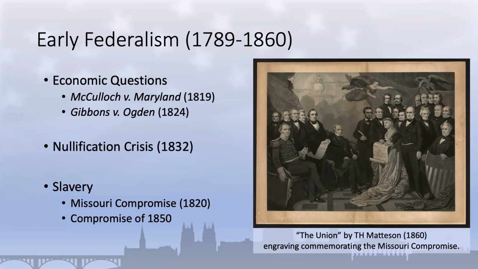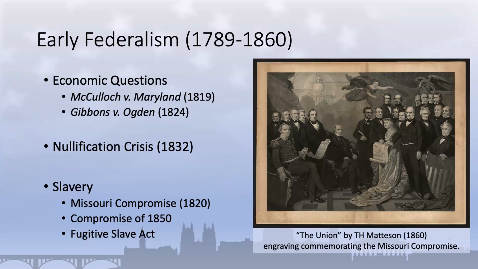The compromise allowed California to enter the Union as a free state, abolished the slave trade but not slavery itself in Washington, D.C., and established the territories of New Mexico and Utah without any specific mention of slavery. The compromise also included the Fugitive Slave Act, which required citizens to capture and return escaped slaves. The act was widely opposed by abolitionists in the North.